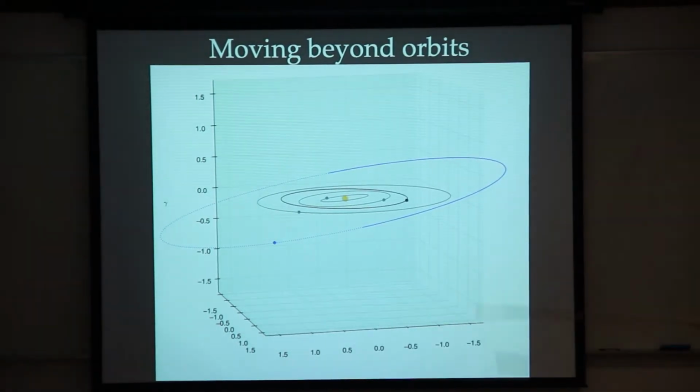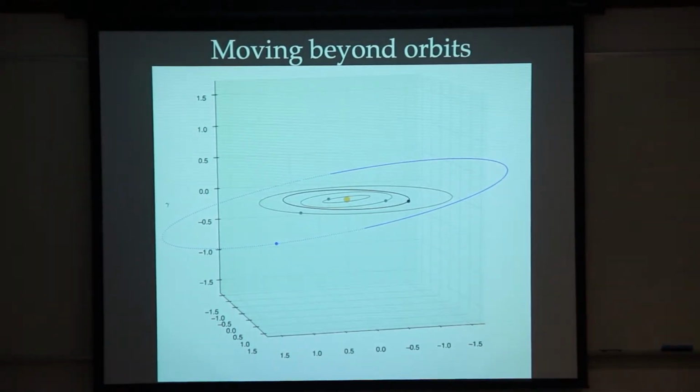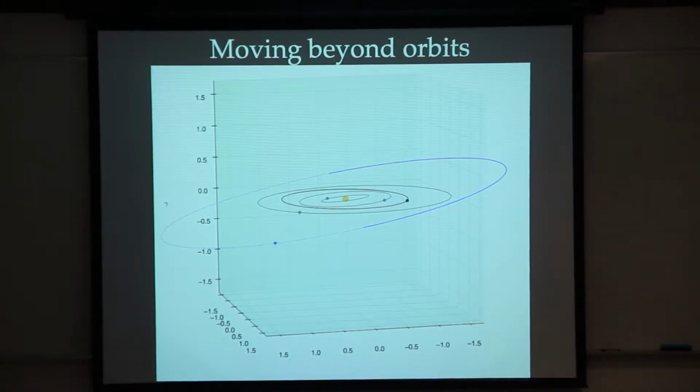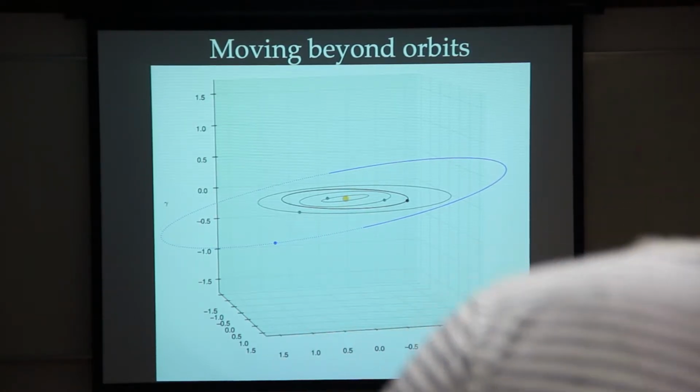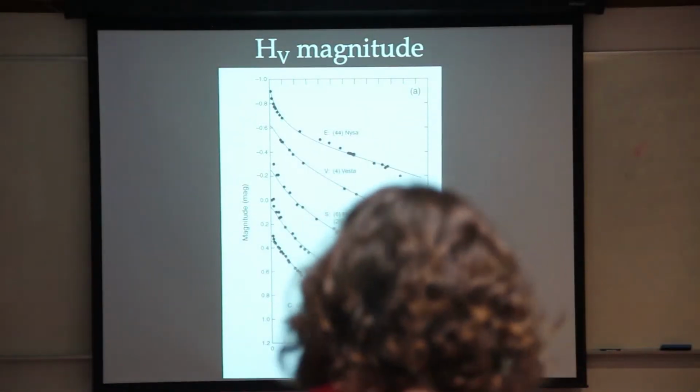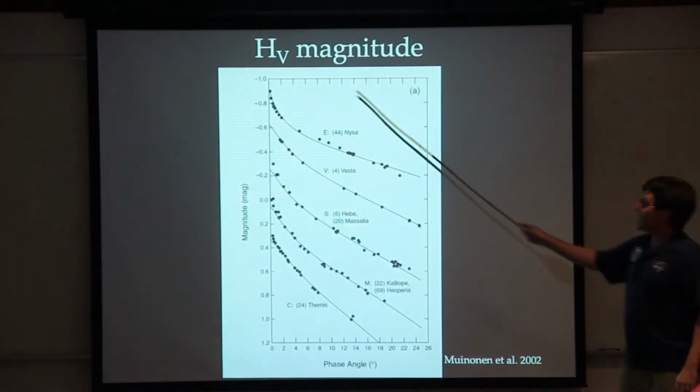But this gives us the orbit. That doesn't really tell us anything about the body itself. And so moving beyond orbits, what can we do? What information can we get from the ground or from spacecraft orbiting the Earth about the properties of these objects? The first thing we get is what we call, very unhelpfully, the absolute magnitude, the H magnitude.